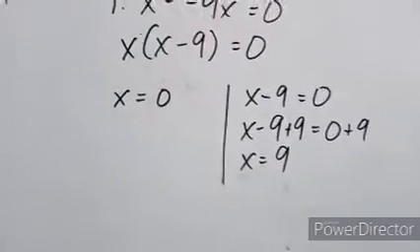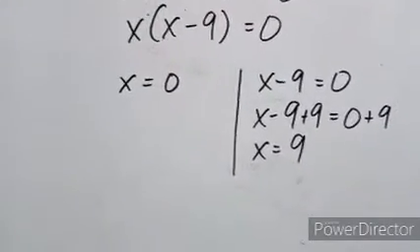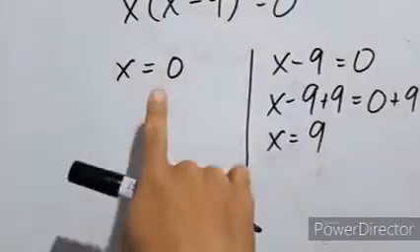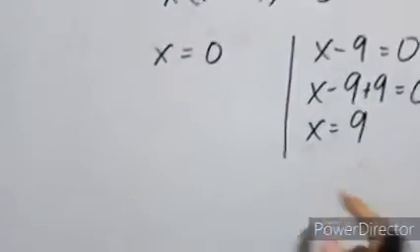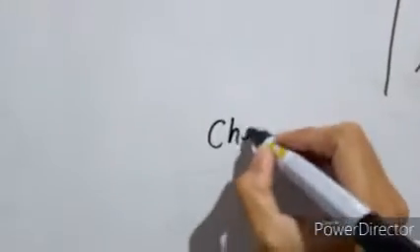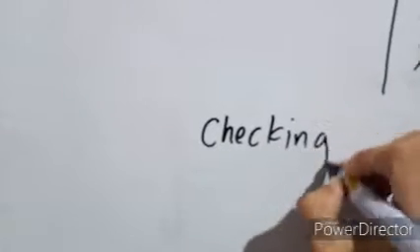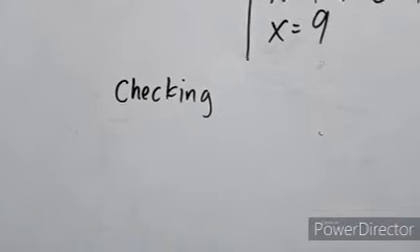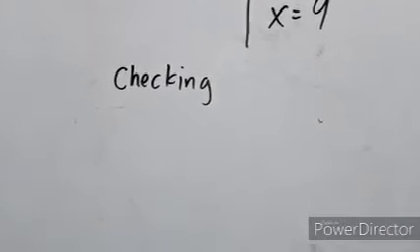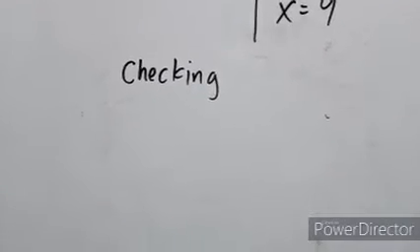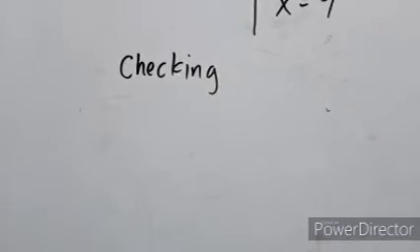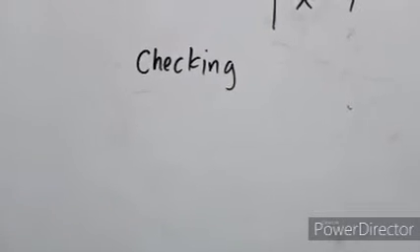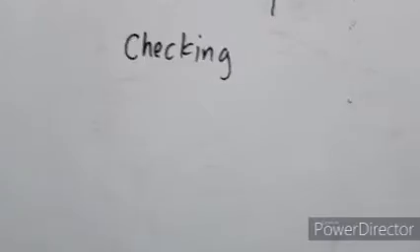Siyempre, para makasigurado, papalitan natin ang ating variable ng dalawang values, 0 at 9. Checking tayo. Pinaka-important part ay checking dahil dito pa lang masasabi mo na kung tama o mali ang sagot mo. Pero kadalasan kinakalimutan ng karamihan. Ito ang pinaka-importanting part. Checking.